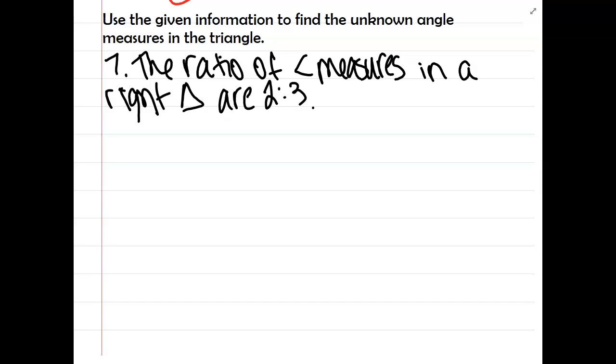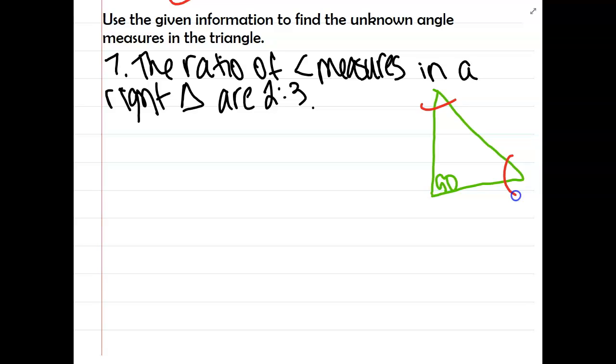Now let me help you make sense of this, okay? Got a right triangle. I've got 3 angles in my right triangle. I know one of them. What's one of my angle measures? 90. Okay. I know that one's 90. So what I'm looking for is these 2 angle measures here. Now I don't know what they are. I do know that if I take this plus this, I get 90. I also know that the ratio of these 2 angle measures is 2 to 3.